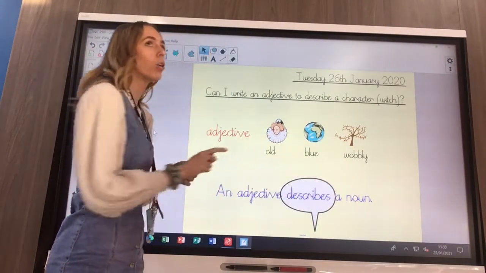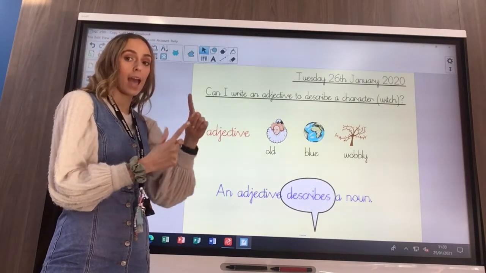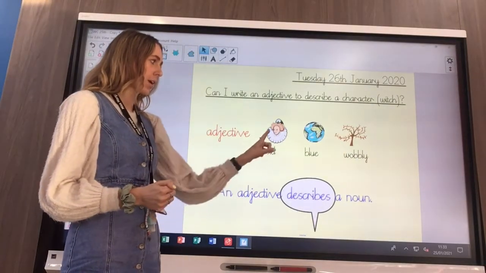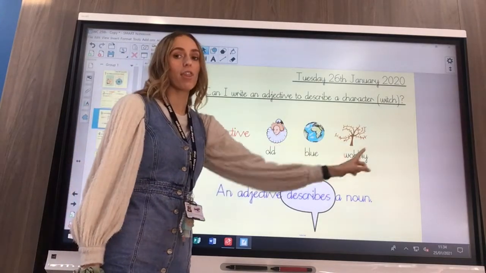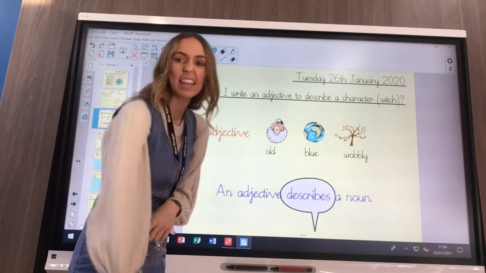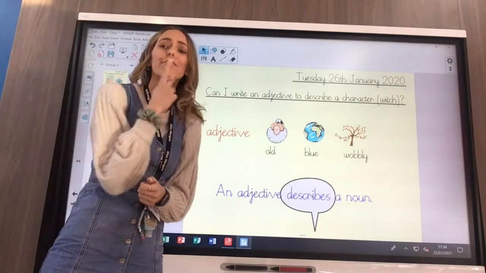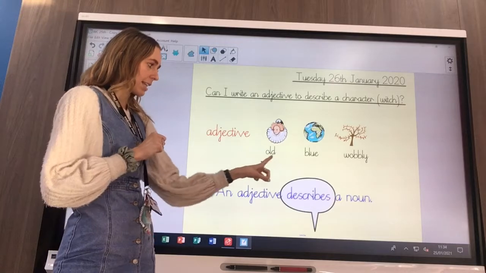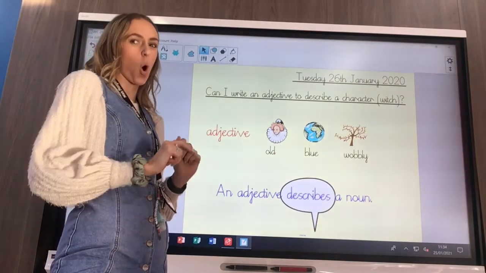Now an adjective, our fancy word, describes a noun. So I know that a noun is a person, a place, or a thing. Okay, so a person like Queen Victoria, a place like planet Earth, or a thing like a tree, a table, the floor, anything that you can touch, really. Okay, so an adjective describes that noun, that person, place, or thing. So I've put as my adjective old Queen Victoria. I'm describing her as old.